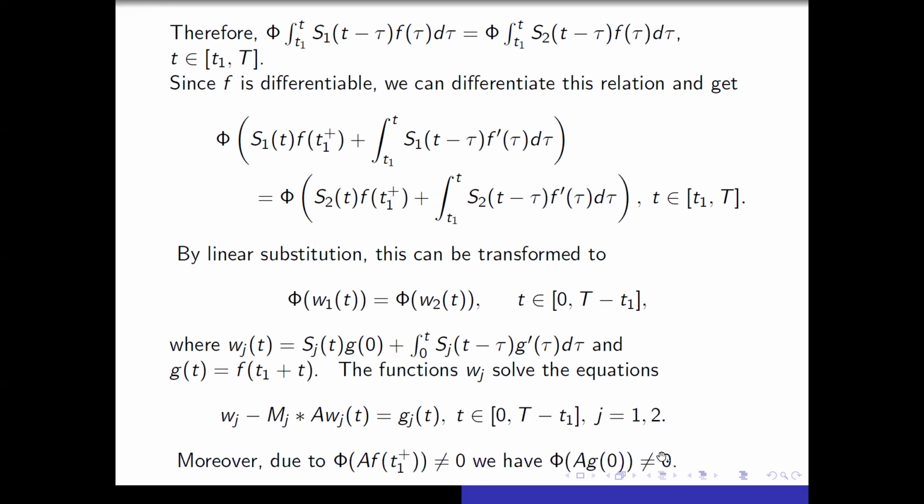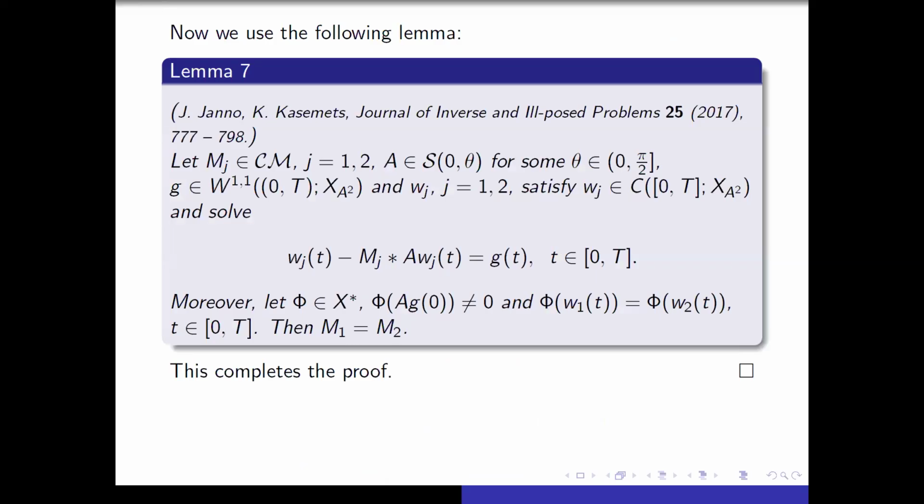And what we have more is that at the 0 point, phi of A g(0) is not 0, according to the assumption that we made about this f in the formulation of the theorem. And principally, this means that assumptions of a certain theorem that has been published before are satisfied. Namely, this is such a theorem from 2017. If I have two functions in such a space, with certain properties, and functions wj satisfy this equation, where it is important that phi A g(0) is not 0, and phi w1 and phi w2 are equal to each other on the interval 0 to capital T, then M1 is M2, and principally this lemma completes the proof.